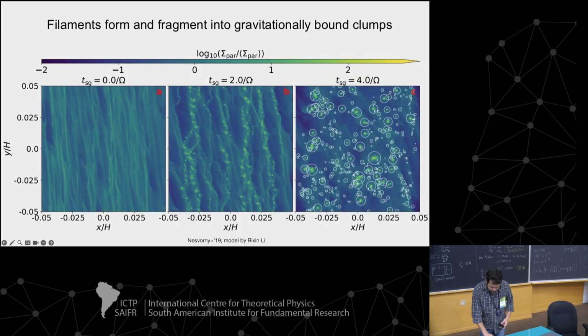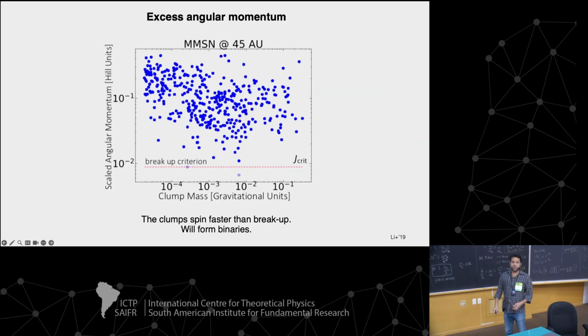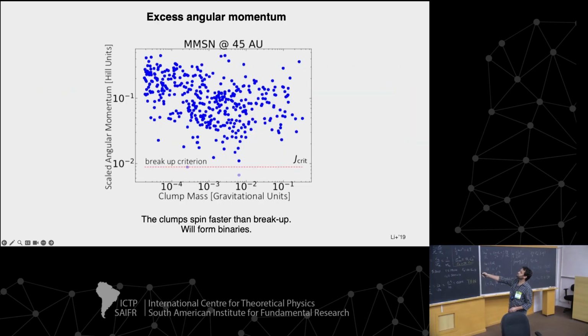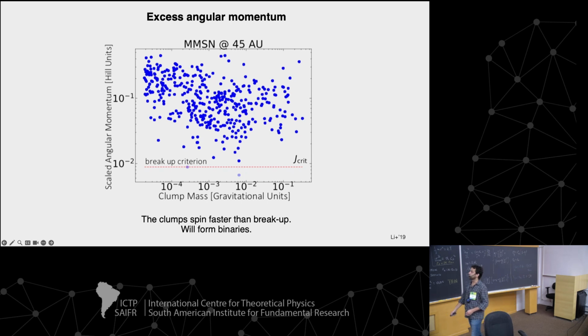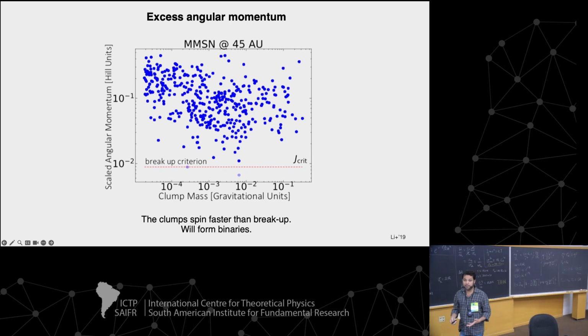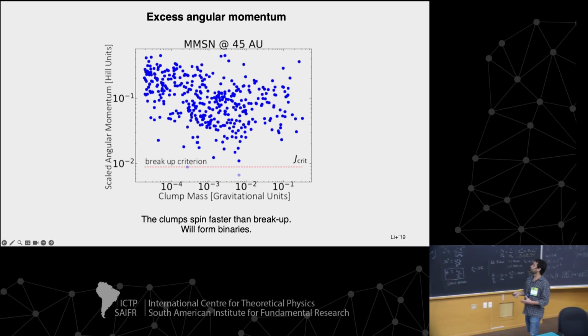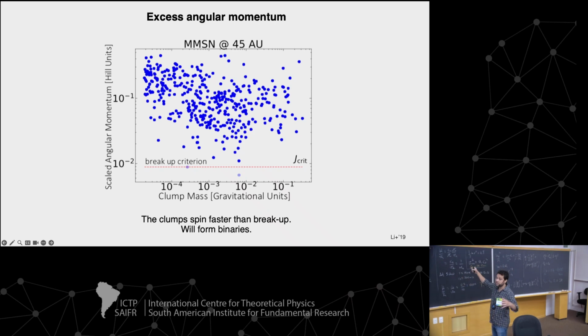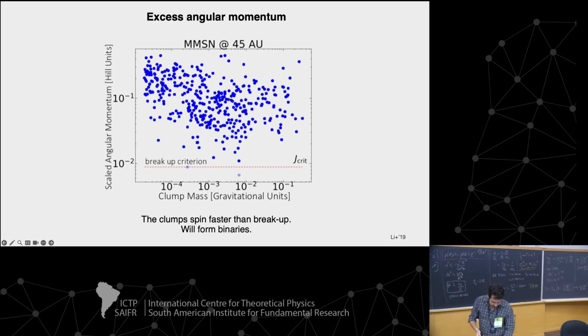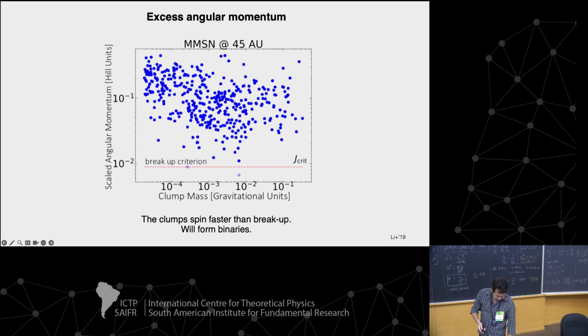So two orbits, four orbits, then all of these objects here are planetesimals that formed in the model. In measuring the angular momentum of these clumps, you find that the vast majority have too much angular momentum. So they're not going to form a single planetesimal. They're actually going to form binaries, right? This is the critical angular momentum for their size. If they have more angular momentum than this, they're not going to collapse into a single object. They have to form at least two. So this is what they are seeing here, that the vast majority are at least binary clumps.